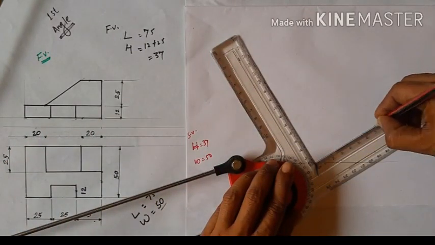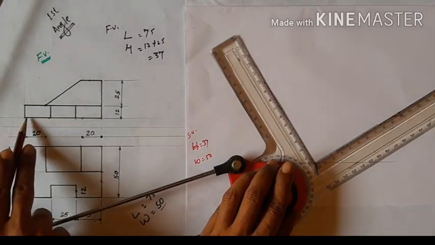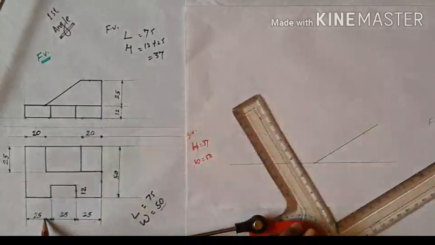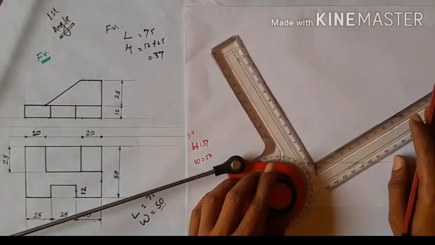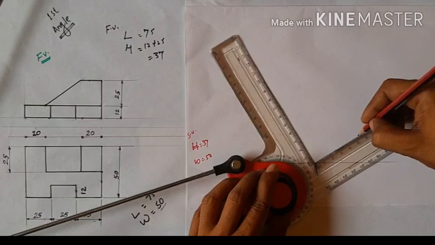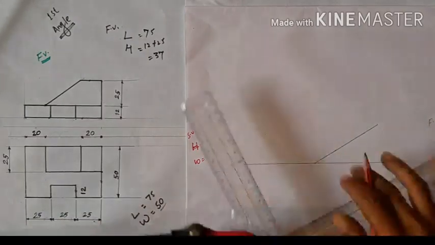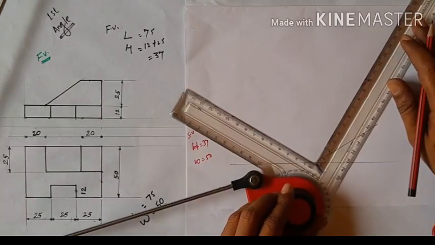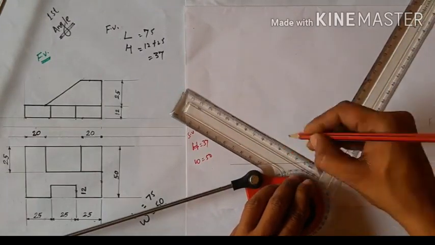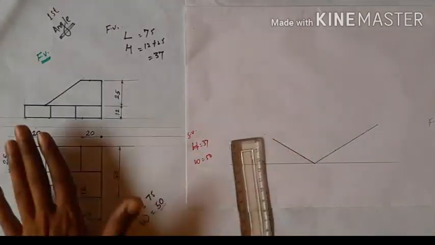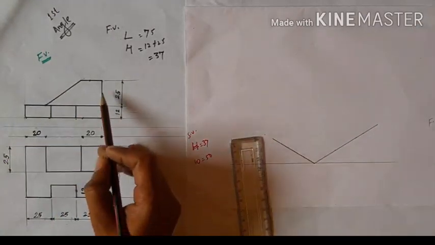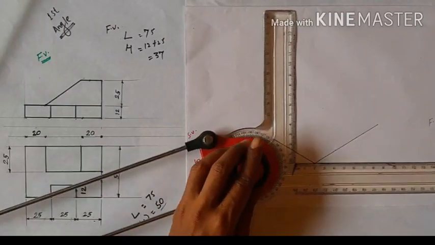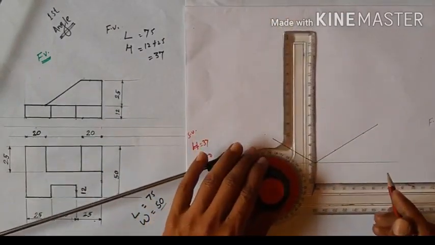From here we make the front view and draw a length of 75 mm. Now we have three boxes of 25, 25, 25. So we mark 25 mm, 25 mm. Now from this side we need to draw a width of 50 mm, like this. Now for the front view, we draw a 12 mm height.